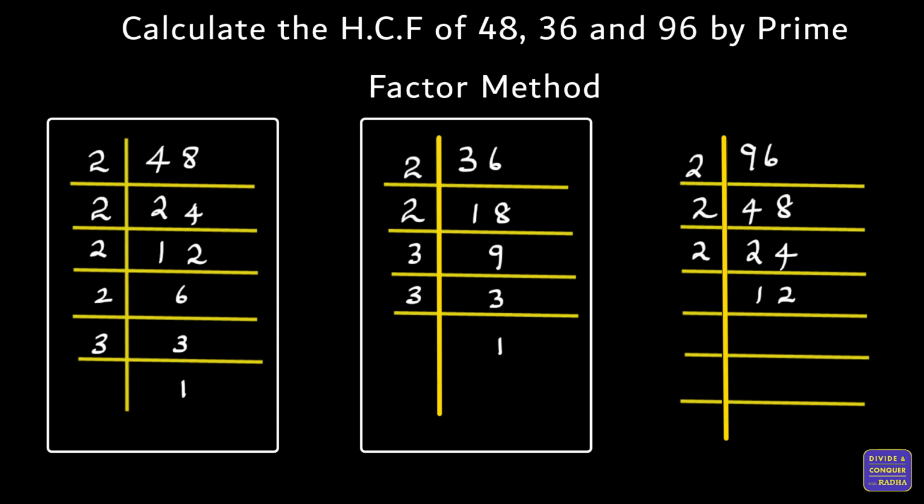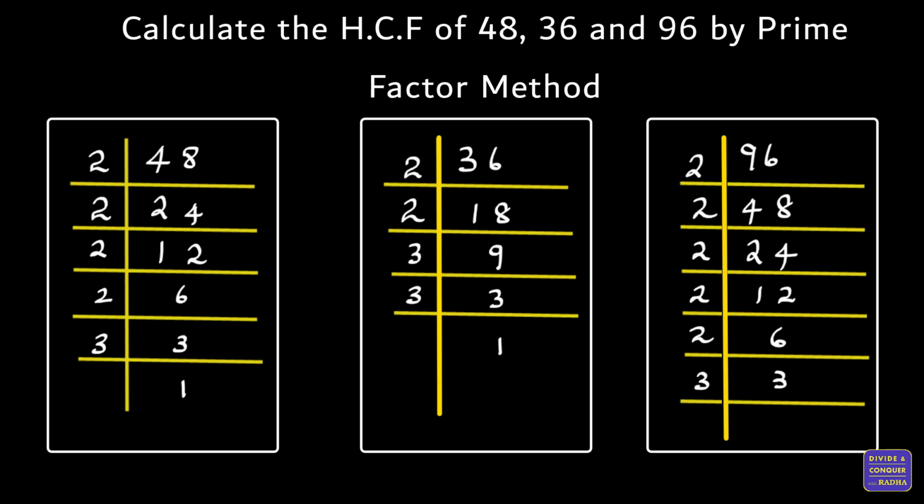12 is an even number, divisible by 2. So we have 2 6s are 12. 6 again is divisible by 2. So we have 2 3s are 6. 3 is an odd number. So let's divide 3 by 3. So 3 1s are 3.